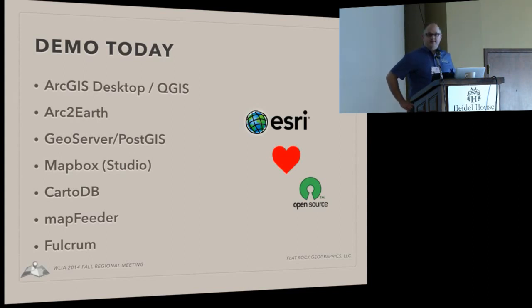CartoDB, we'll look at a few examples with some data that I prepared. I downloaded it from the Madison police report crime data website, and we also have some data from the International Crane Foundation outside of Baraboo and some of their conservation and research efforts. Time permitting, we'll look at a couple of other things. MapFeeder is an application our company developed that uses WFS, GeoServer, and open source client-side libraries. That's all available on GitHub to look at. And if we have time, we'll take a look at the Fulcrum app for mobile field data collection.